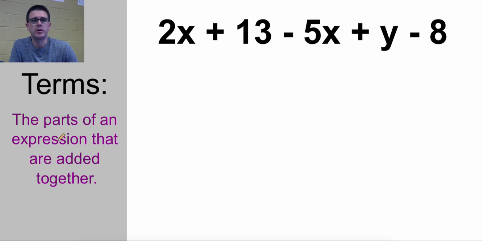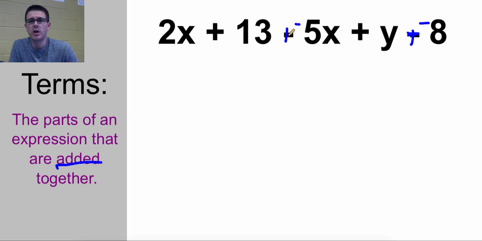So first vocabulary term is term. It's the parts of an expression that are being added together. So here's our expression, 2x plus 13 minus 5x plus y minus 8. So two things to start with. Your subtraction, get rid of that subtraction. So this is really a negative 5 and a negative 8.